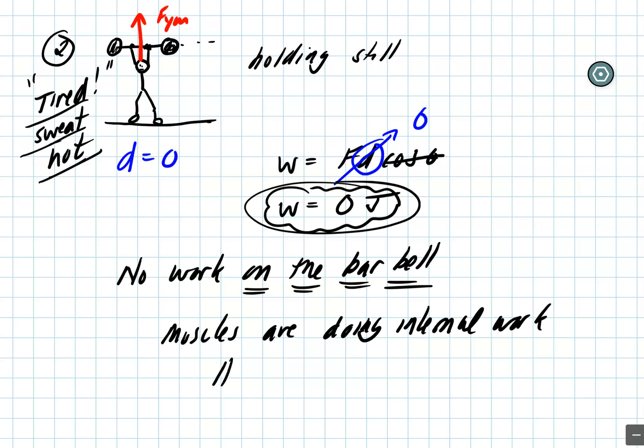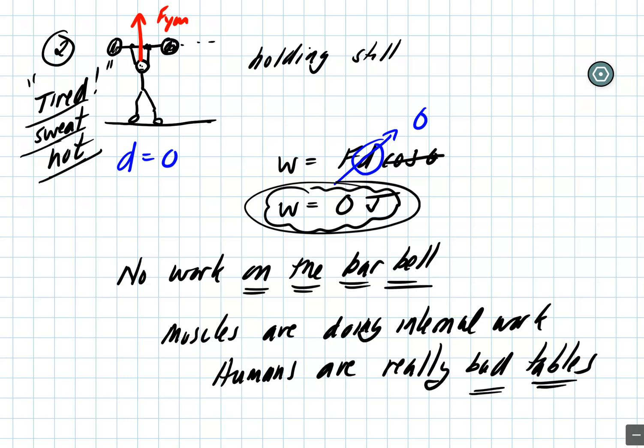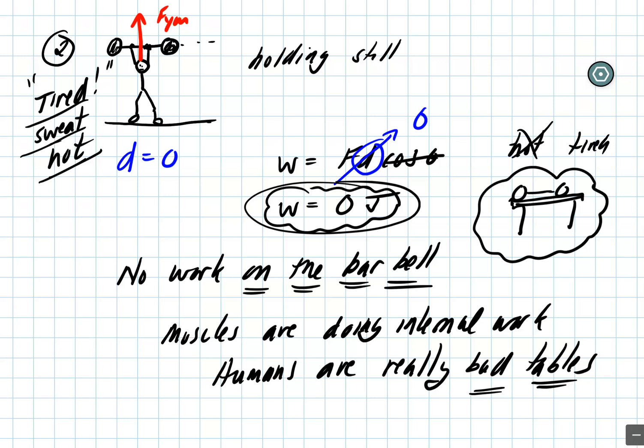Okay, it turns out that humans are really bad tables. So if we were to set this weight, here's a table, and if I were to set that weight on top of the table, nobody would be surprised if the table just sat there for days and days and years, many, many years, if you just left it alone, and we would never see the table get hot. So it would never get hot, it would never get tired, and so it makes perfect sense that a table isn't doing work on the barbell.